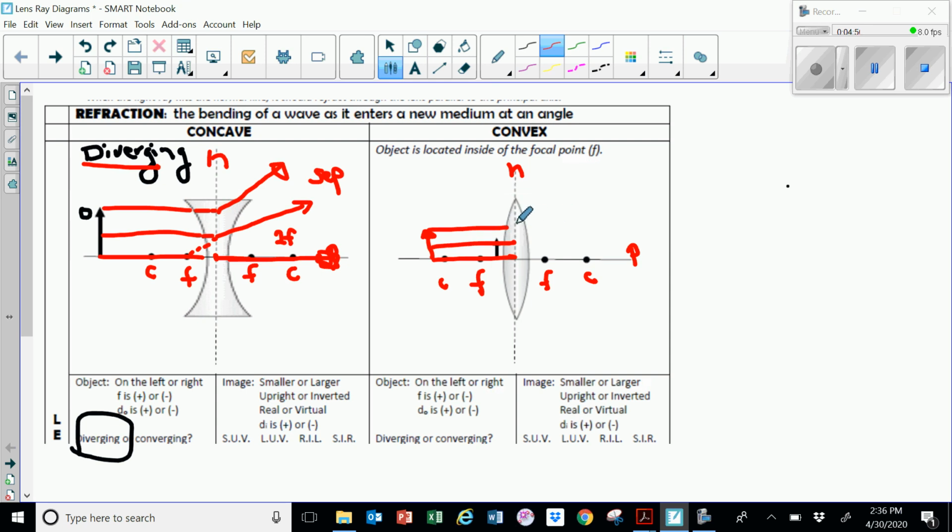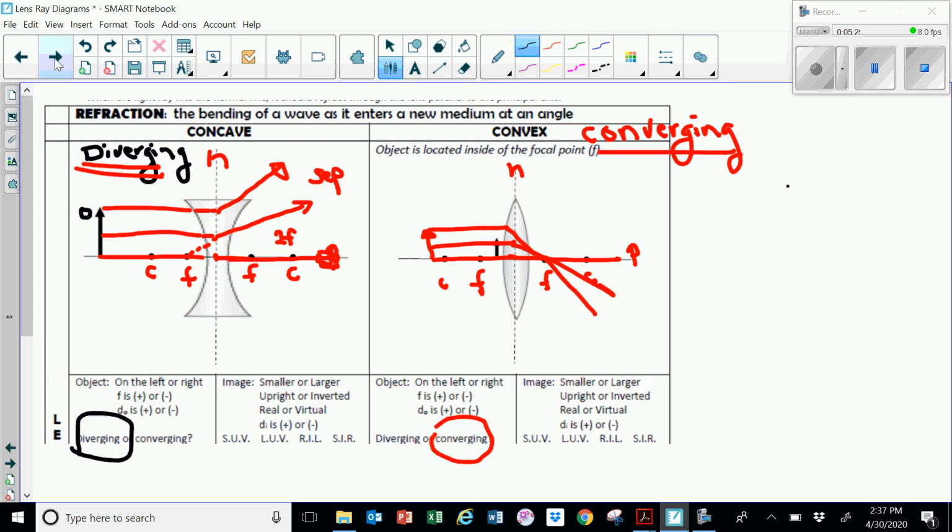Okay, so a convex lens is a converging lens. What happens to the rays as they pass through the lens is they converge on the focal point. So these will all come through and converge right here at this focal point. Just like that, they're converging. So this is a converging lens, and this is the diverging lens. This is converging. Okay, so let's go on.